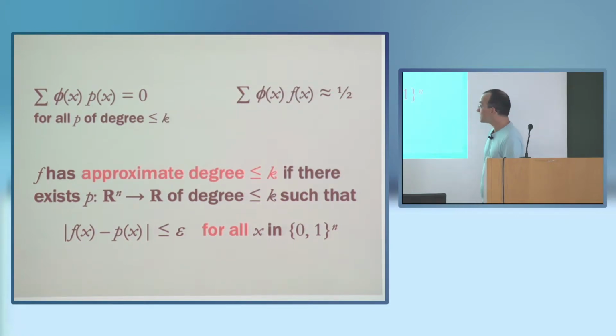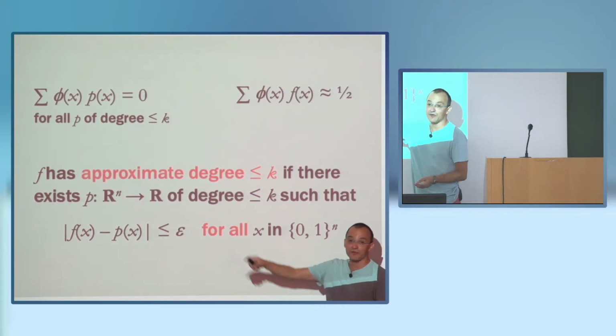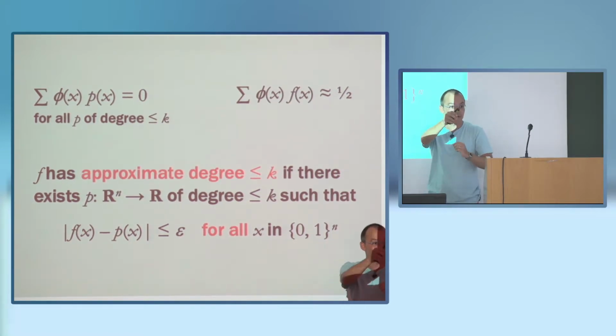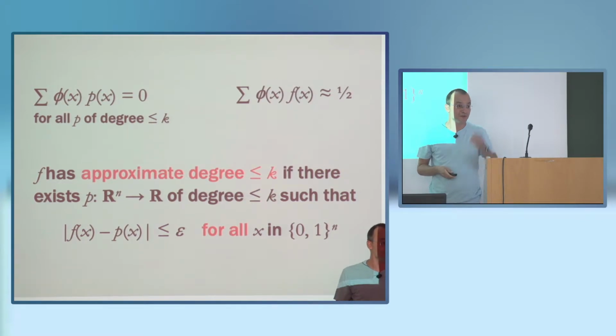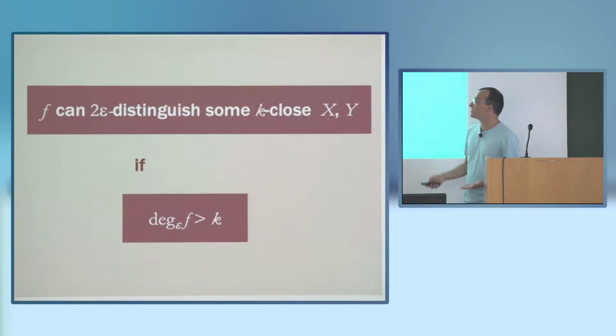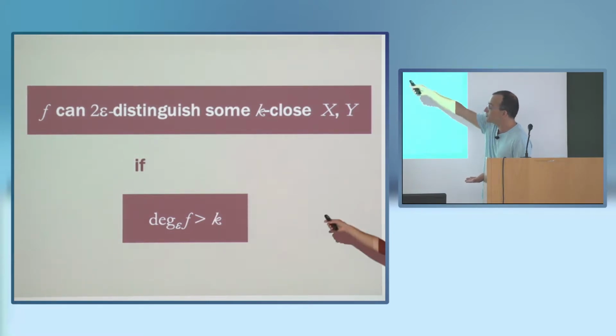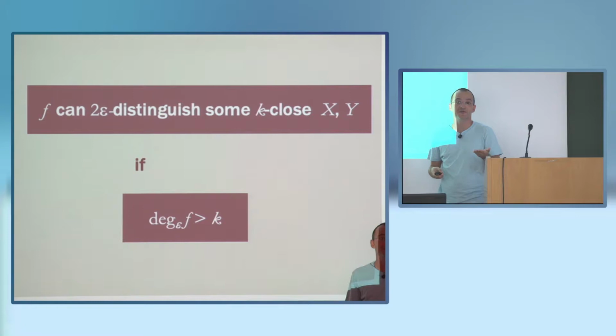The right way to say it is that the reconstruction function cannot be approximated by a low-degree polynomial pointwise. So there must be at least some point where the difference between the value of the function and the value of the polynomial is large, more than epsilon, more than this reconstruction advantage that I have. So we ask the opposite question, when is it that you cannot reconstruct? And this is how it works out with the parameters. So if f can distinguish between the two distributions, it must be that the function has high approximate degree.